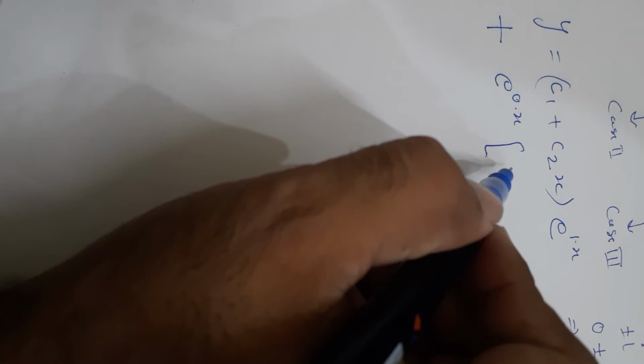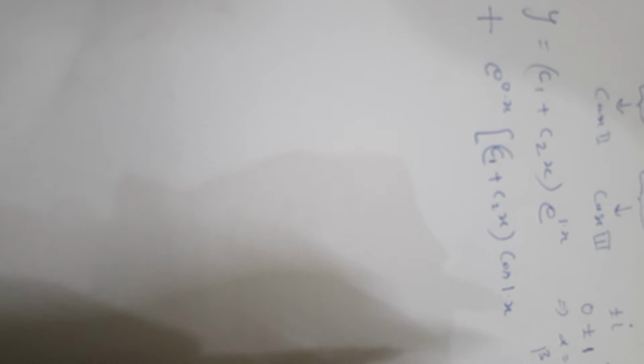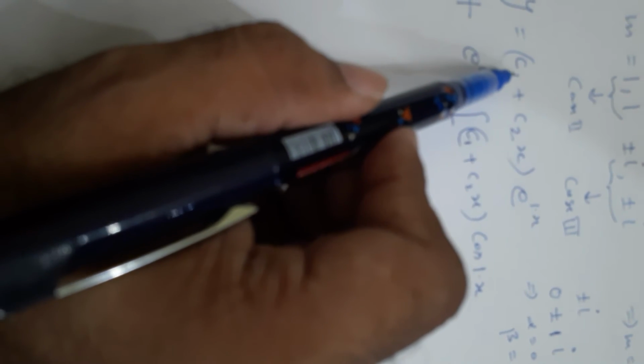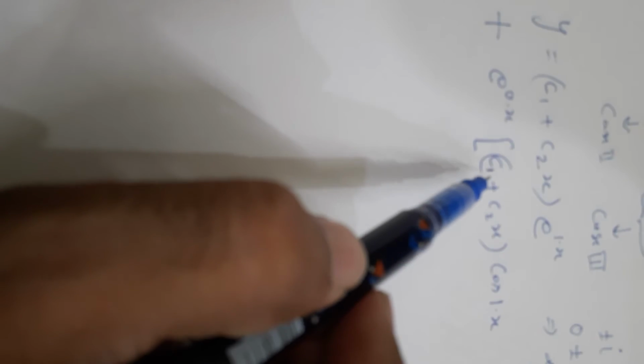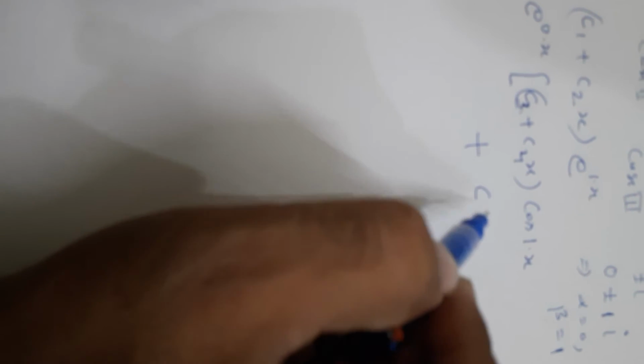So we write e^(0·x) times a bracket. Here we have the complex root repeated, so we write (c1 + c2 x) cos(1·x). Here actually we use c1 and c2, so we write here c3 and c4. Clear? And (c5 + c6 x) sin(1·x).